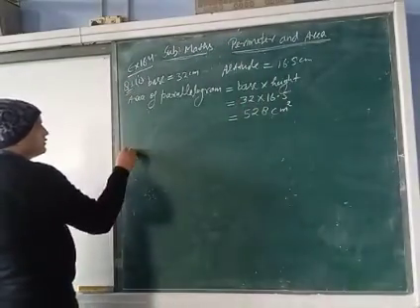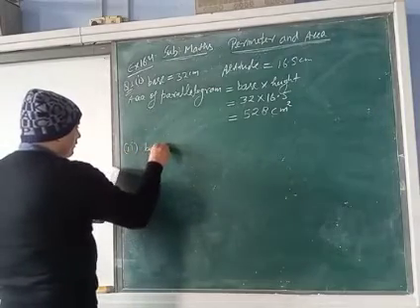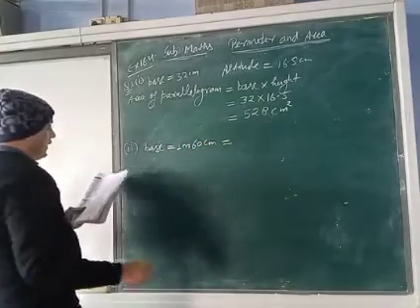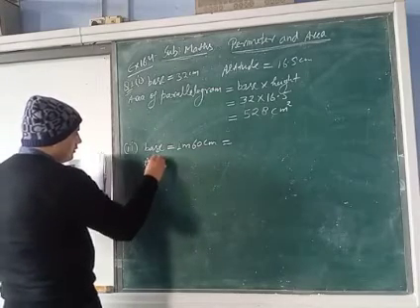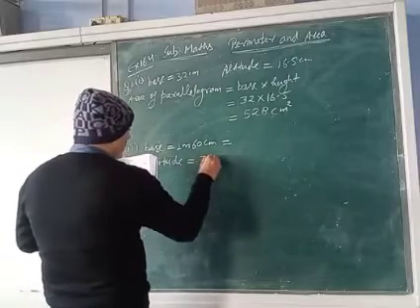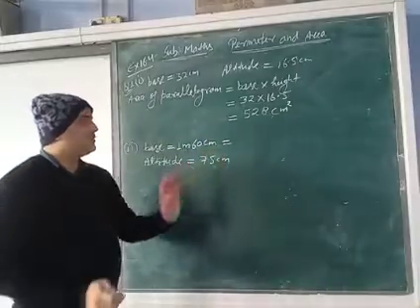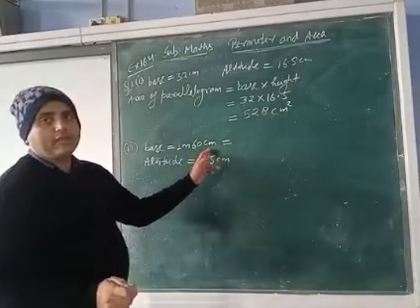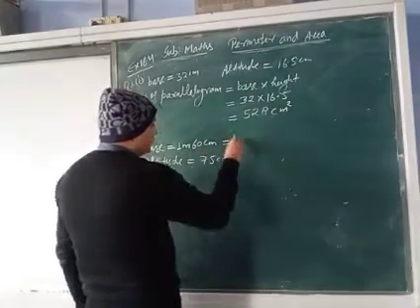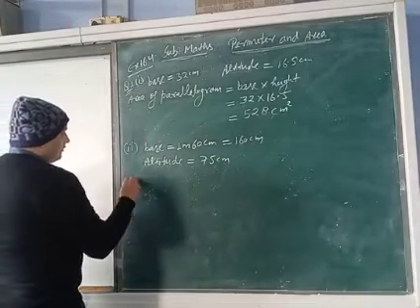Next, second question. First of all, what is given? Base is 1 meter 60 centimeter and altitude is 75 centimeter. First of all, convert these two into the same units. Convert both only into centimeter or meter. So we will convert both into centimeter. So this is 160 centimeter and that is 75.